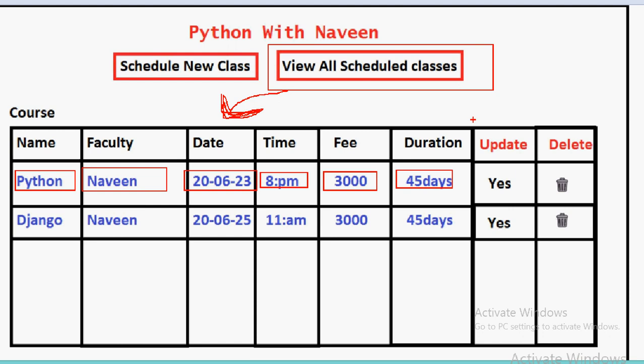And if you want to update, yes, this is another important point. If you want to update, you can update here by clicking. If you say, no, I want to delete this record, you can delete that record from your database permanently. Right? Now, this is the task we are going to work on in this video: view all scheduled classes.